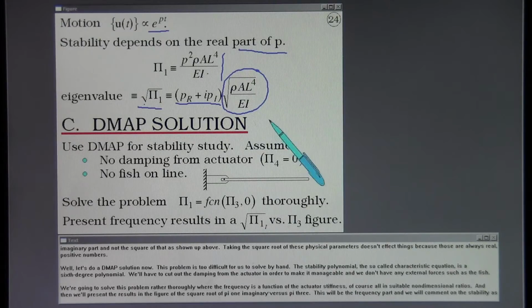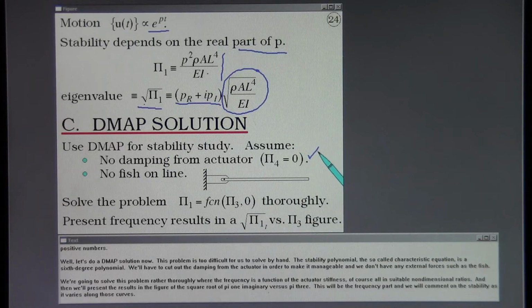Well, let's do a DMAP solution now. This problem is too difficult for us to solve by hand. The stability polynomial, the so-called characteristic equation, is a 6th degree polynomial. We will have to cut out the damping from the actuator in order to make it manageable, and we don't have any external forces such as the fish.